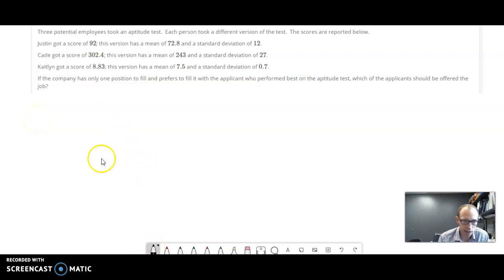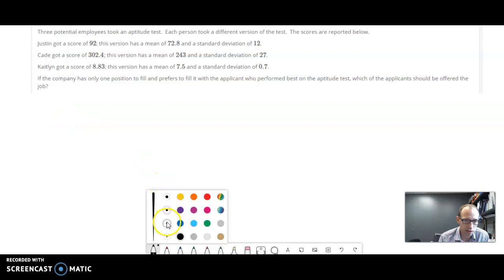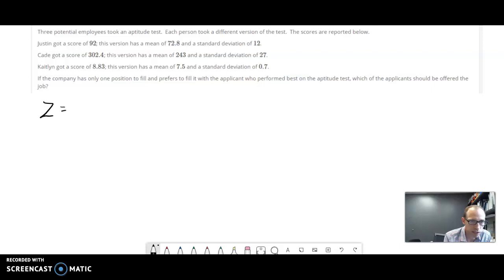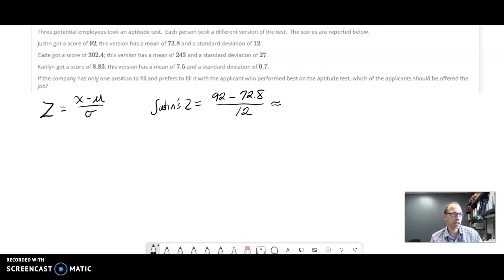And let's click on this here. The formula for z is x minus the mean over the standard deviation. So for Justin's z, we have 92. X is his raw score, minus the mean, 72.8, divided by 12. And that'll give us a z-score of, let's try that in a calculator here real quick.